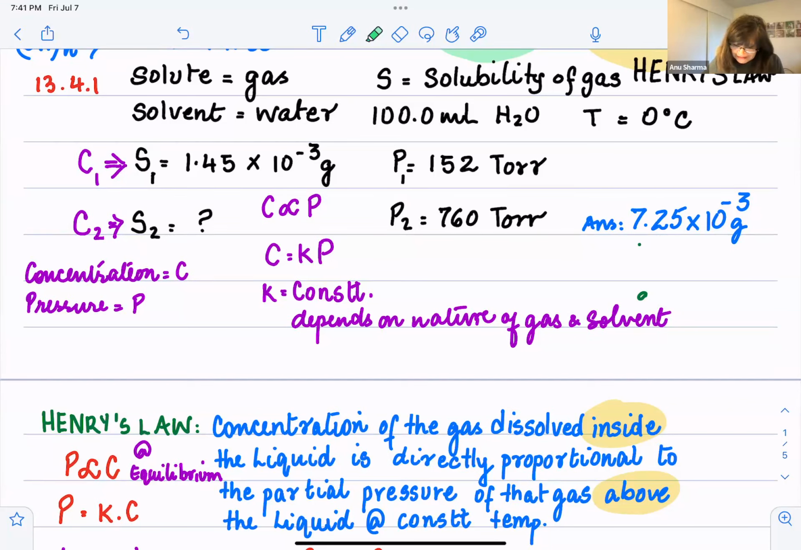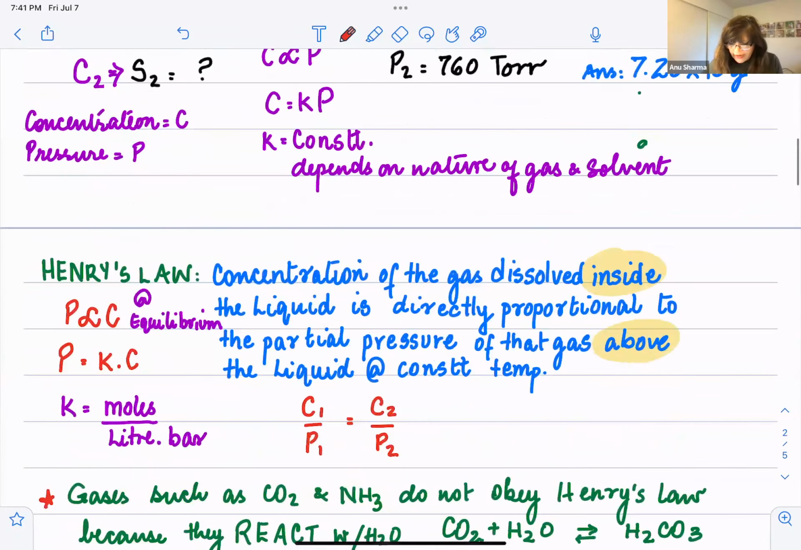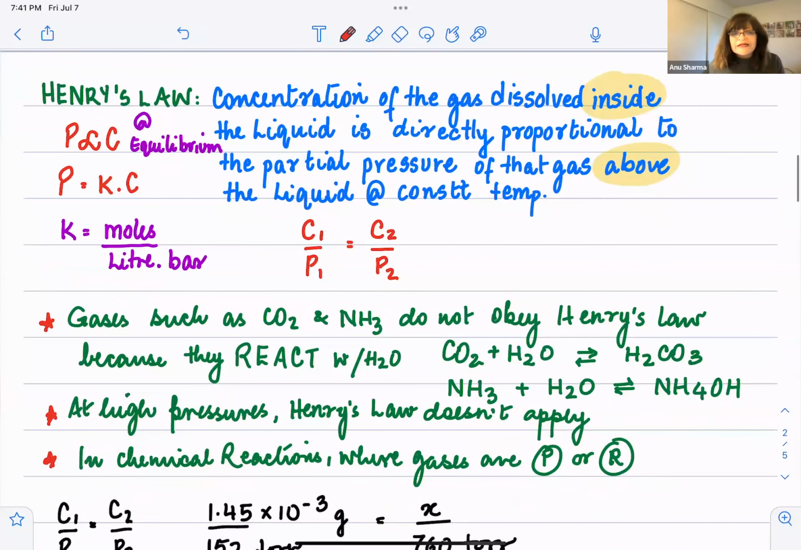Okay, next this is a question on Henry's law. I did not cover Henry's law in depth in the lecture, so I'm going to just cover it quickly here. So what is Henry's law? First of all, Henry's law is that gases dissolve in water, right? But to what extent they dissolve in water, or how much, how do we know?